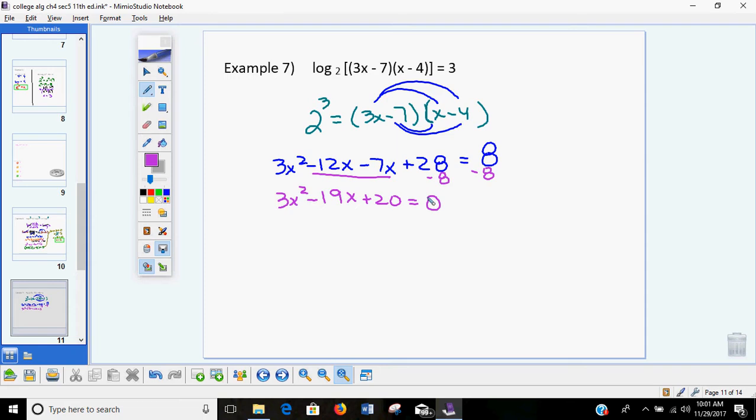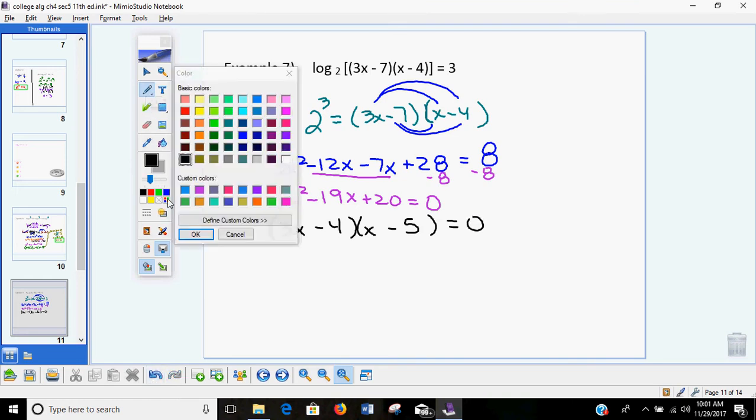Now I need to factor this. Factors of 3x squared are of course going to be 3x times x. The factors of a positive 20 that add to a negative 19 will be 3x minus 4 and x minus 5. That gives us a negative 15 on the outside, negative 4 on the inside, which adds to that negative 19x in the middle. Now we want to set both of these equal to 0 and solve them.